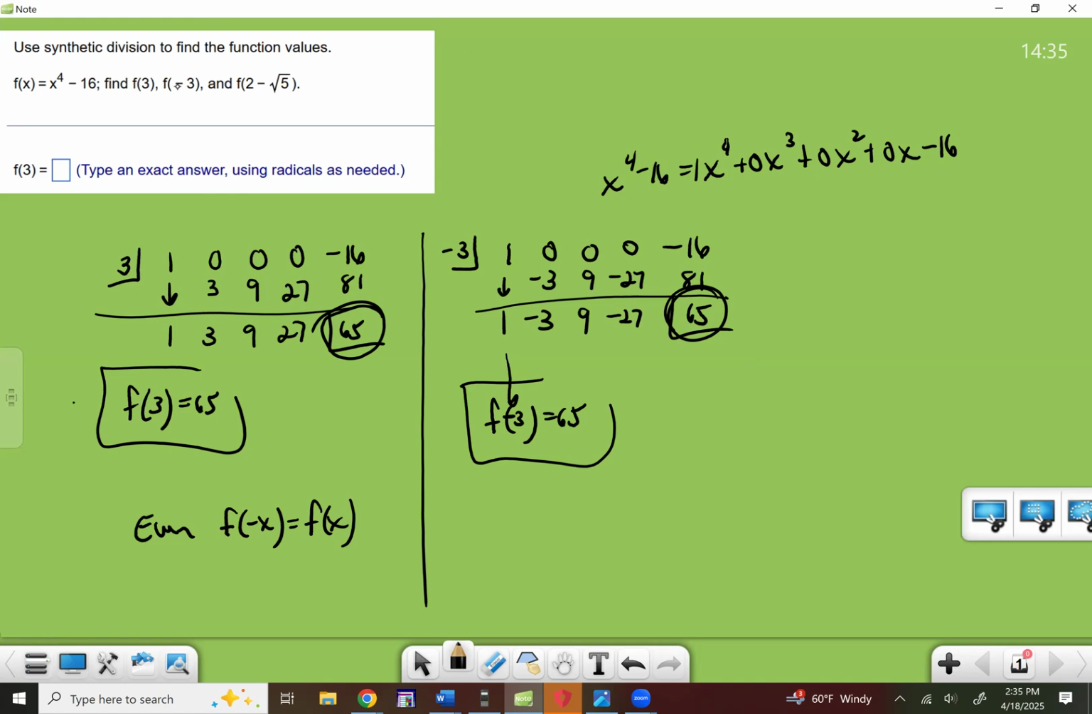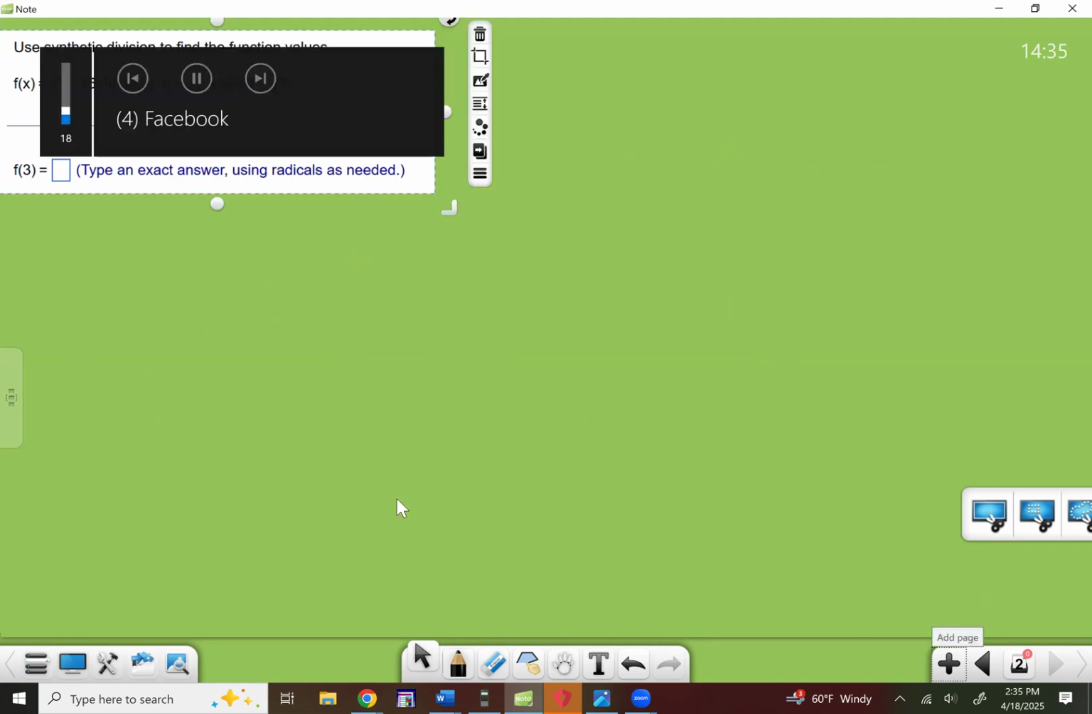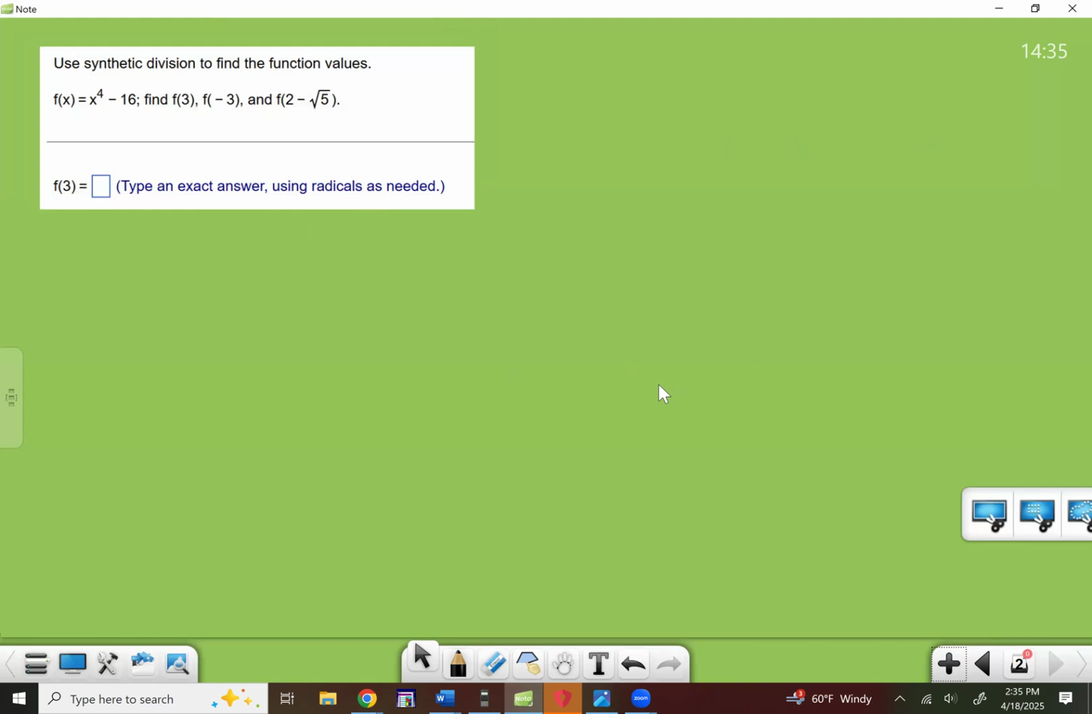Okay, so probably the toughest one, and why I get asked this question a lot. So let's go ahead and tackle the f of 2 minus the square root of 5. Okay, so I'm going to go ahead and just take a copy of this and get a new screen here. There we go. Okay. So use synthetic division. All right. So we're going to put into the box 2 minus the square root of 5. We're still going to put 1, 0, 0, 0, over 16.